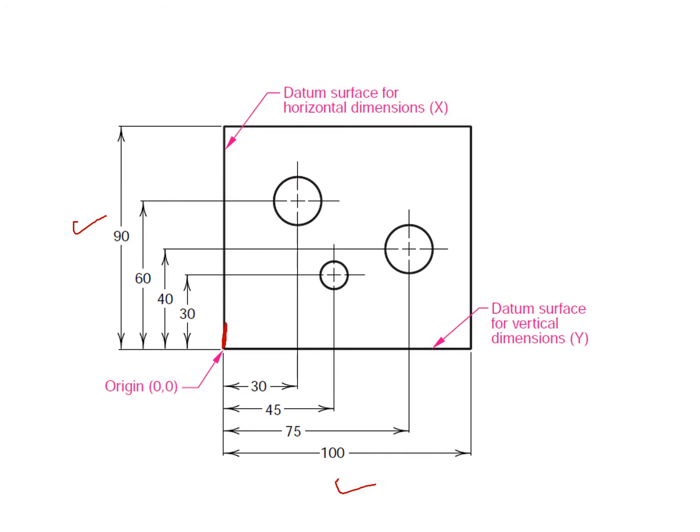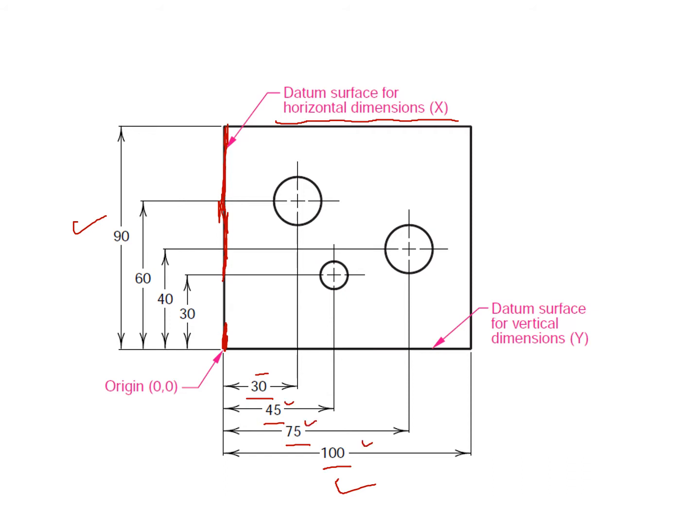That is done from this edge. So this edge is basically the datum for these horizontal dimensions. As you can see, this is the datum surface for horizontal dimension x. This datum surface is the reference point for all these dimensions, as you can see right here.